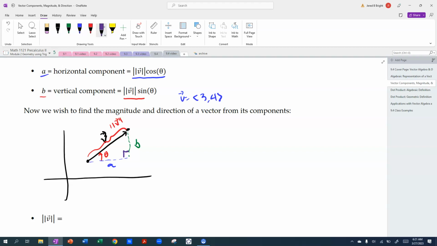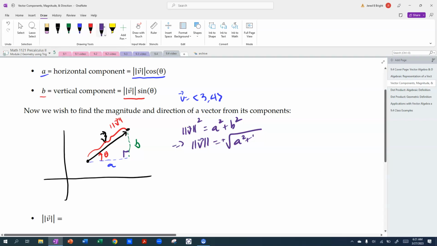So if I want to find magnitude of v, that would be the hypotenuse. If I square that, that's equal to A squared plus B squared. So then just square root both sides. Magnitude of v is equal to the square root of A squared plus B squared. Now, technically there would be a plus and a minus in here, but we're talking about the length of a vector. Length is a distance, which is never negative, so we just have to go with the positive there. Great. One problem down, another problem to go.